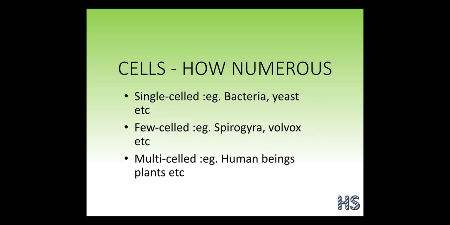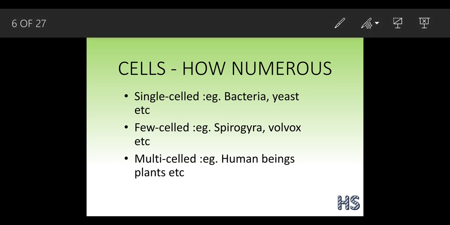Now we are going to see how many cells are present in each of the organisms. Unicellular, the name itself suggests a single cell. Bacteria and yeast are good examples. Many small plants and animals are made up of a single cell. We can see here that bacteria, yeast and amoeba are all made up of a single cell only. That is why it is very difficult to see bacteria and yeast, so we use a compound microscope to see them.